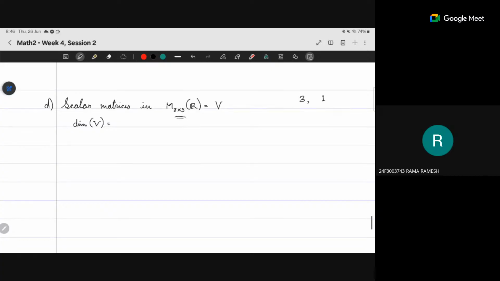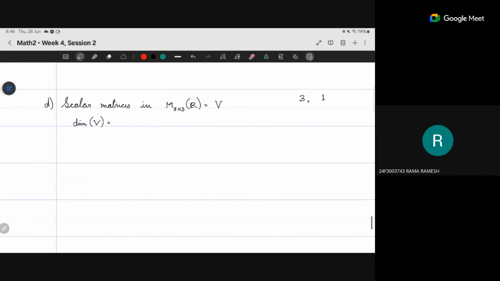So this is a 9-dimensional vector space that we are considering the subspace of. So it's definitely less than 9. So that preliminary check is fine. Both the guesses are within that range. Now let us see what scalar matrices are. What is a typical element of a scalar matrix look like?